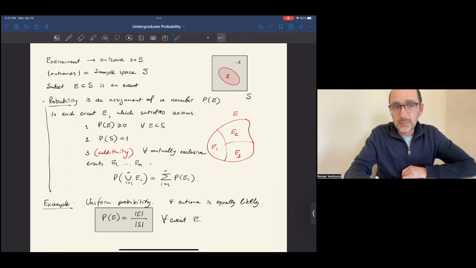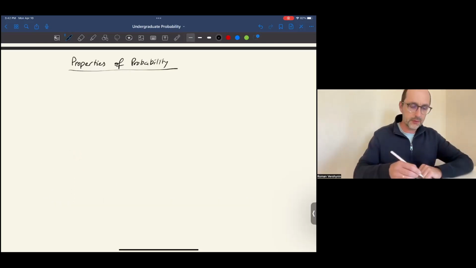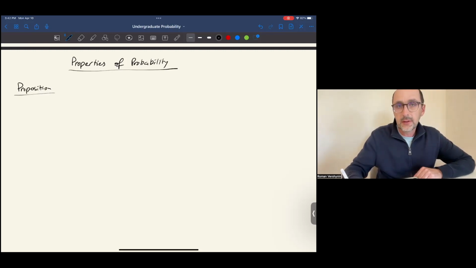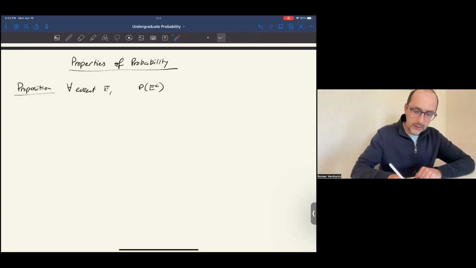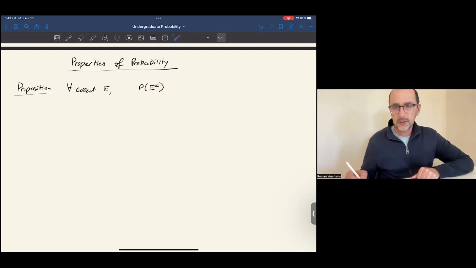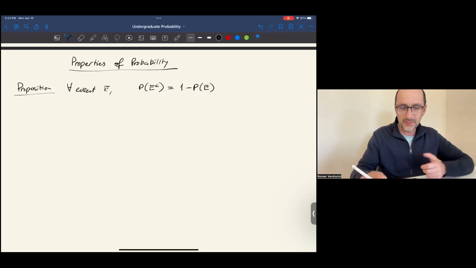Today, we'll draw some simple consequences from these axioms. The first proposition allows us to compute probabilities by passing to the complement, a very useful trick. It says that for any event E, the probability that E does not happen, and that is indicated by the complement to E, can be computed by subtracting from 1 the probability that E happens.